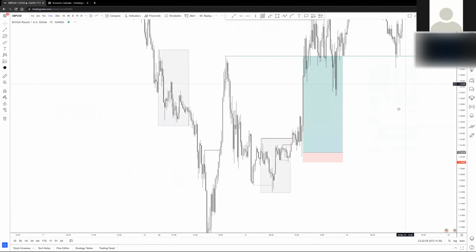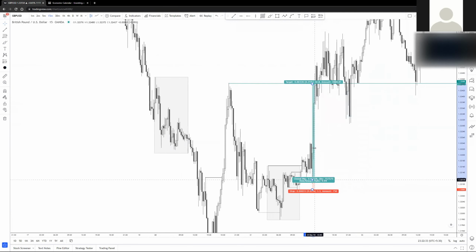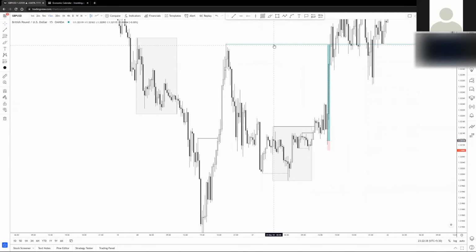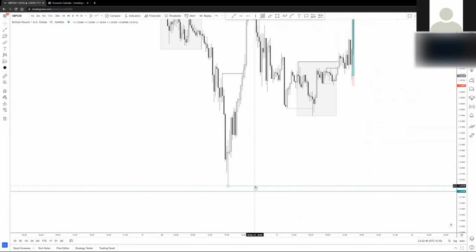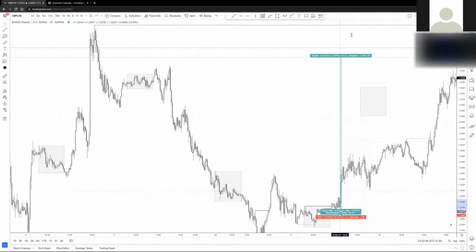That was that. Target your higher time frame trading range, and within 30 minutes you're done. Very quickly you're done. And then what you could do is take your partials, leave a runner into the higher time frame, like this.